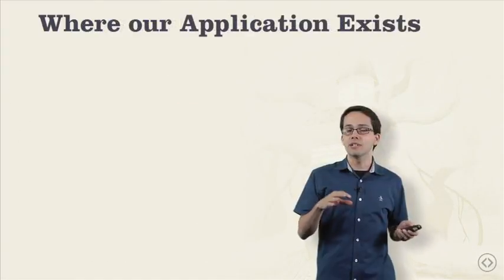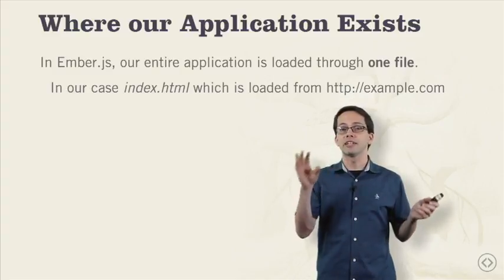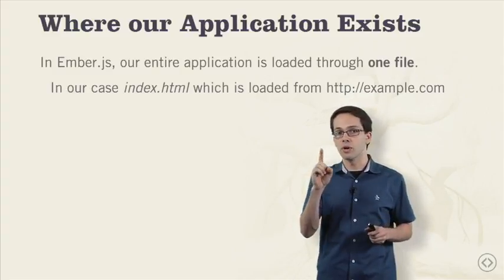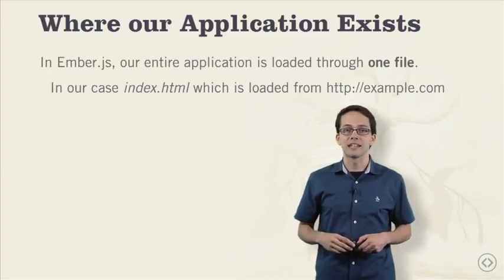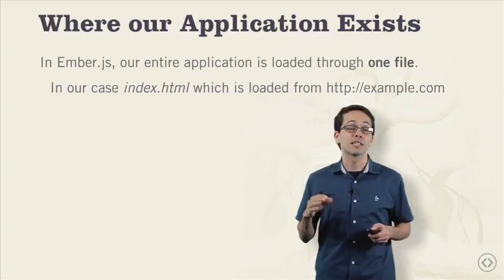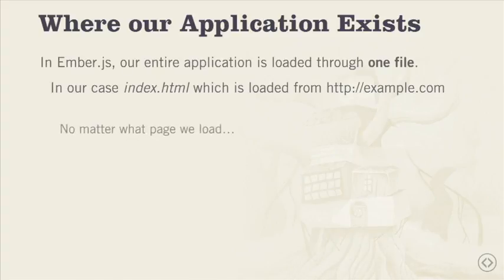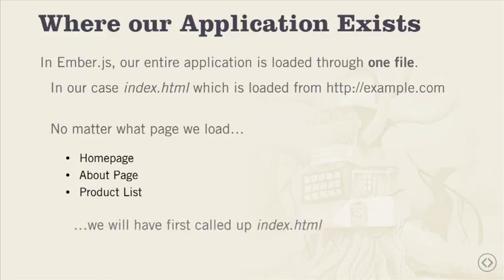That's because in Ember.js, our entire application and all the HTML it needs to render is getting loaded through one file, the index.html file. And that's what gets loaded when we go to example.com. It doesn't matter what page we load, whether it's the home page, about page, or product list page, we will have first loaded the index.html page because that contains all of the templates.